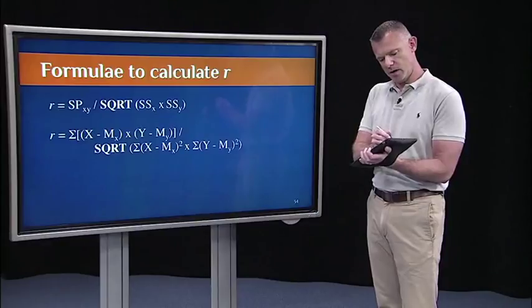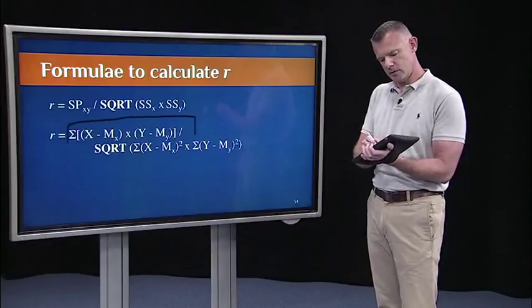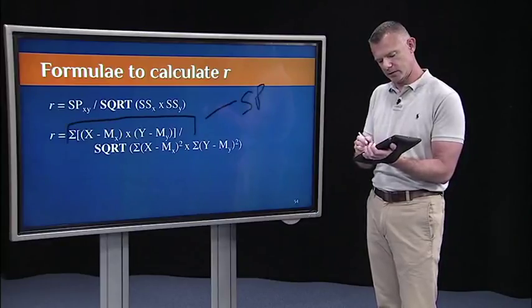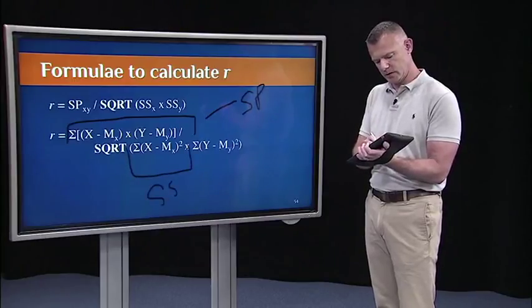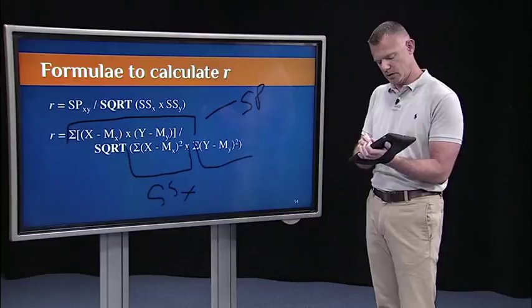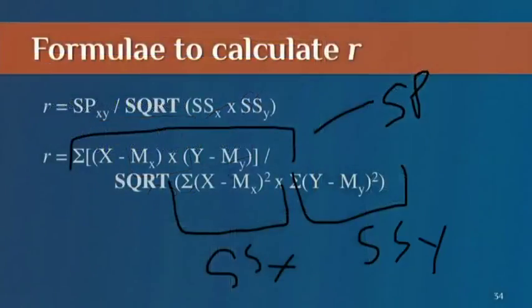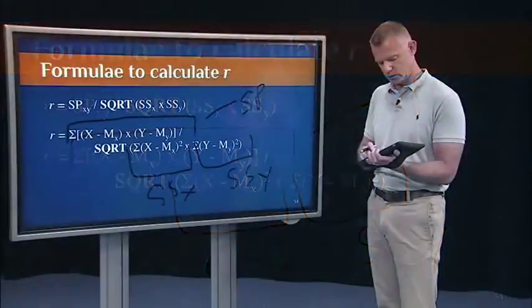So this top part here, that's the sum of cross products. This part here, that's sums of squares x. This part here, that's sums of squares y, right? So these two are just equivalent.